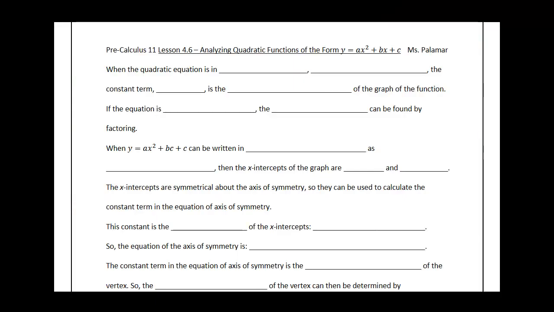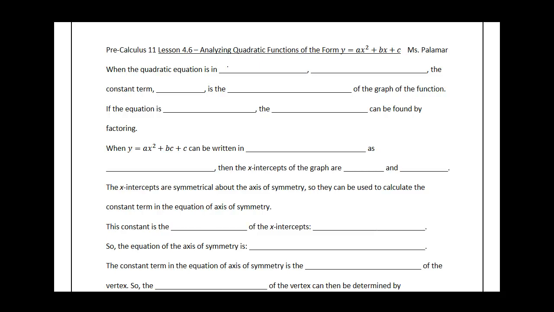Welcome to lesson 4.6, analyzing quadratic functions of the form y equals ax squared plus bx plus c. Now that is the general form of quadratic equations, and in this lesson we're going to investigate how we can determine some properties of the function from the equation in this form. So let's just dive right in.